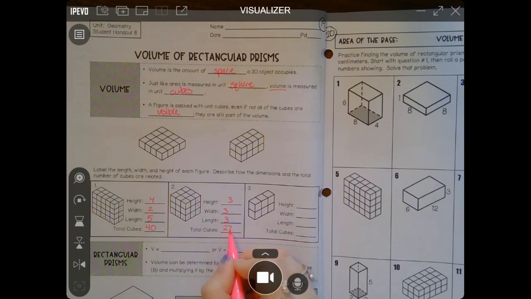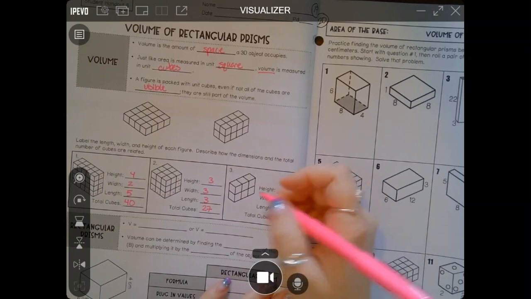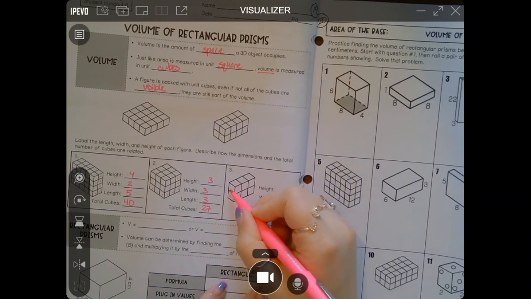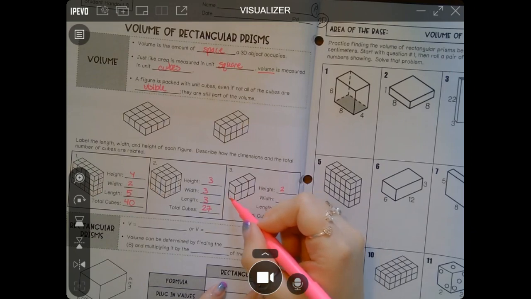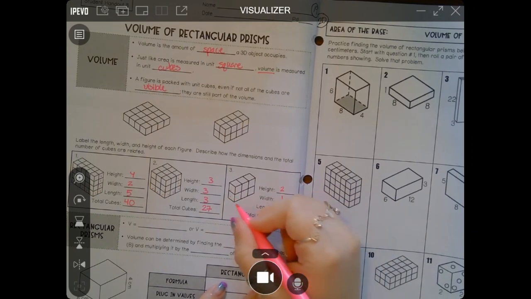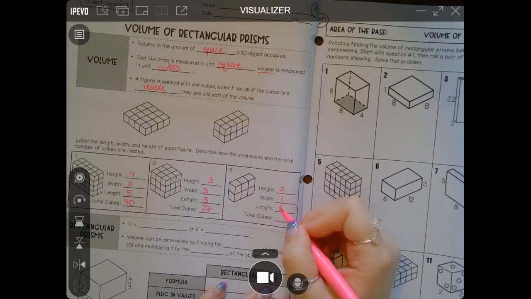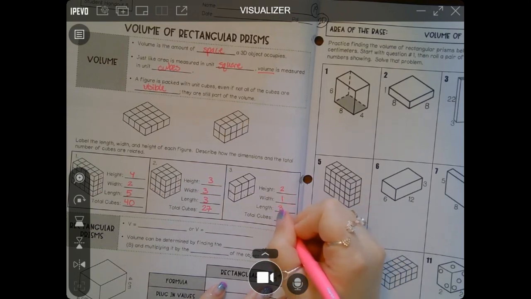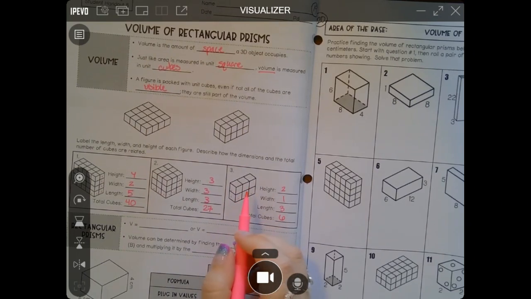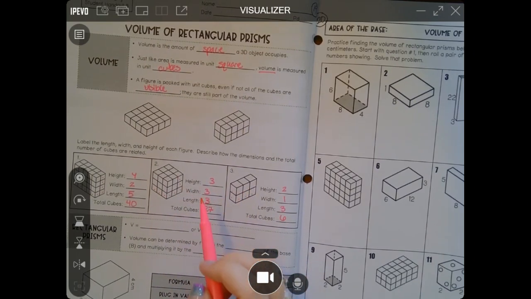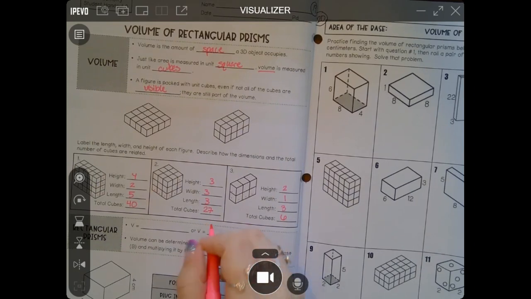There's 27. And then here it's 1, 2 high, and the width is only 1, and the length right here is 3. So 2 times 1 times 3 is 6. Or again, you could have counted them, but to me it's really hard because you can't see all of them in there. So that's why I multiply the length times width times height.